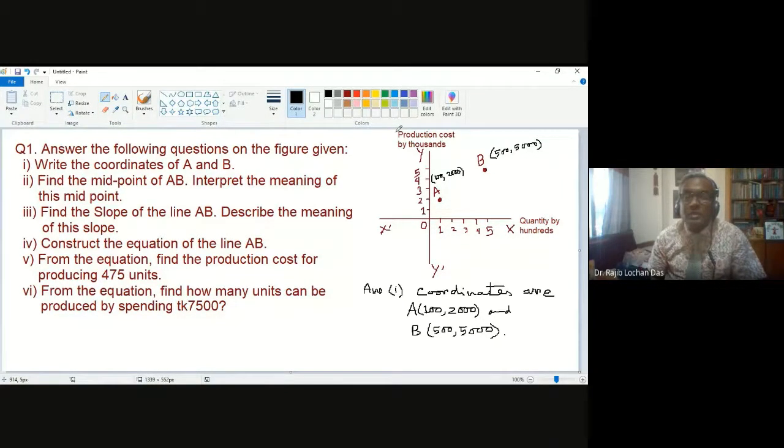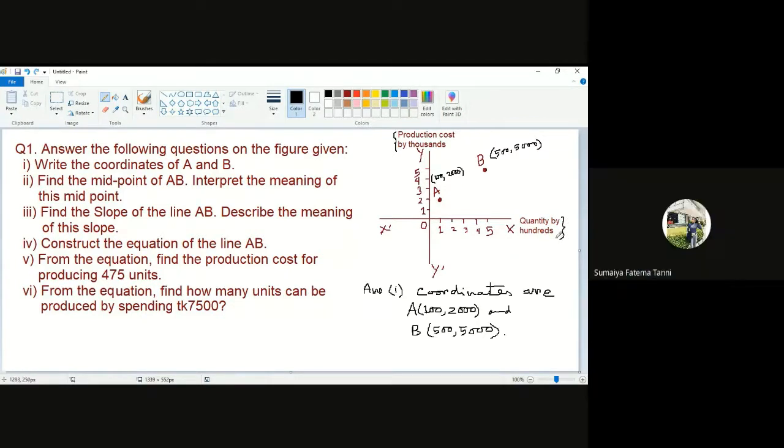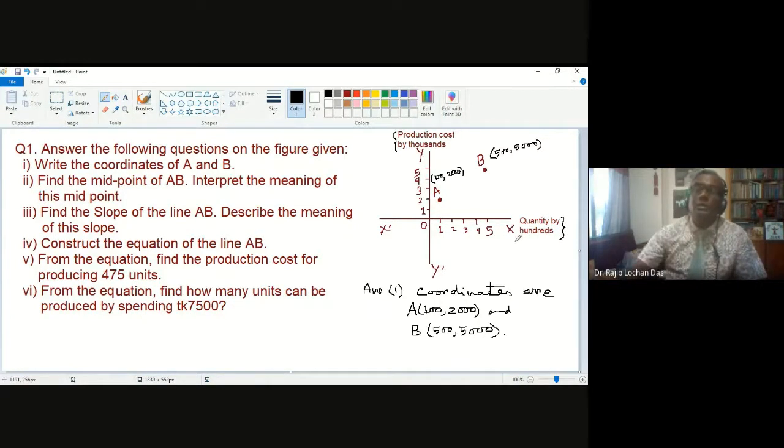It is written here: production cost by 1000. You are seeing this, right? Yes, sir. You can see this quantity by 100 also, right? Yes, sir. So that is the thing. If I write this is 100, this is 1000, then do this. If I write both are 1000, then do 1000. If I write this is 10 and this is 100, then do that.